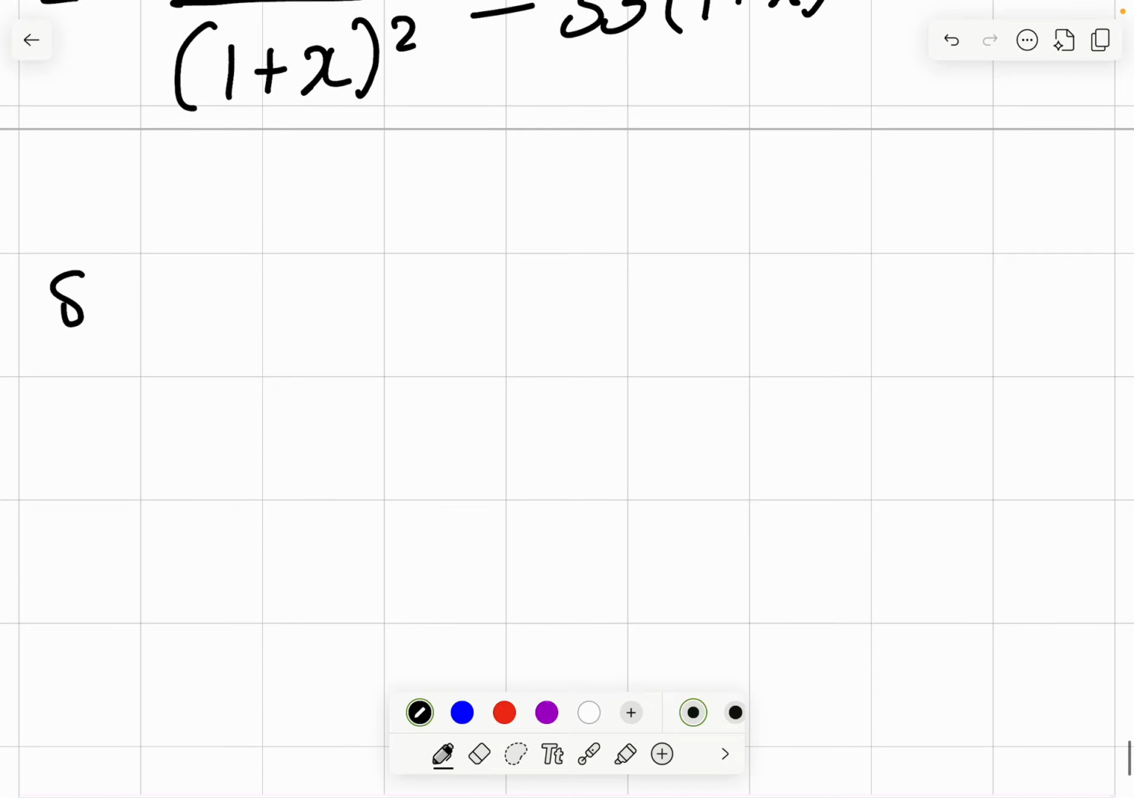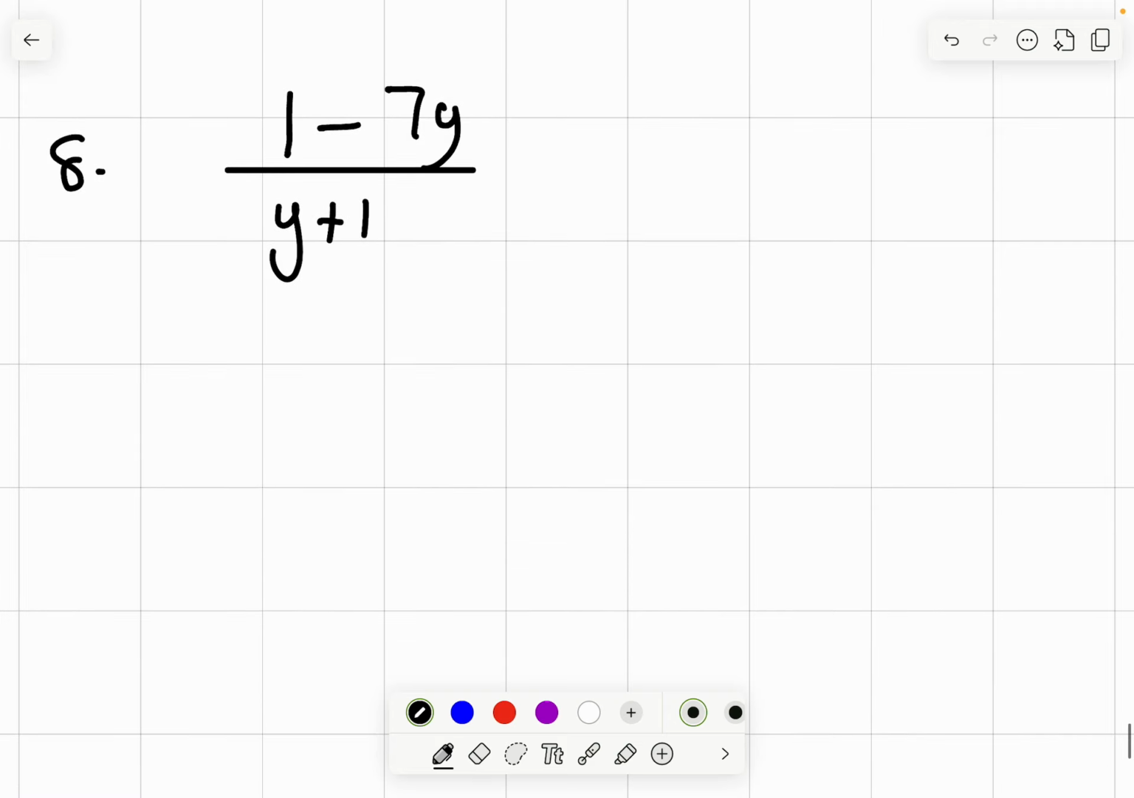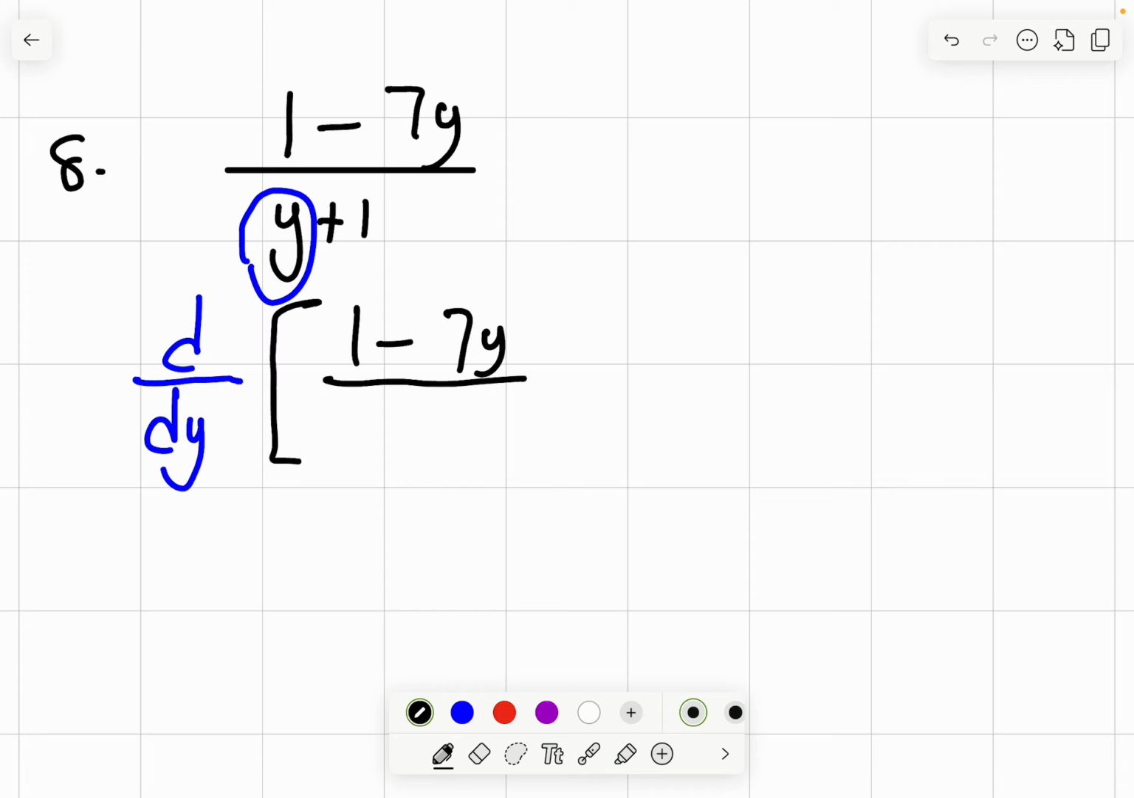Another question, we have number 8. Number 8 says 1 minus 7y over y plus 1. You see, we don't have any subject of the formula as something. So we are deriving an unknown thing with respect to y, which means d over dy. So I'm going to have 1 minus 7y divided by 1 plus y, that is y plus 1.